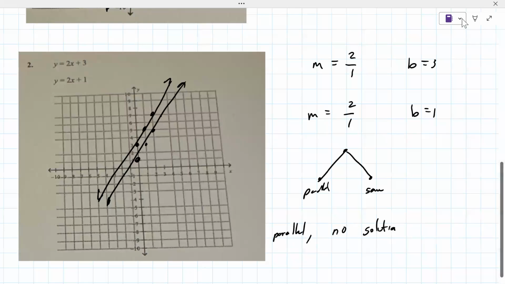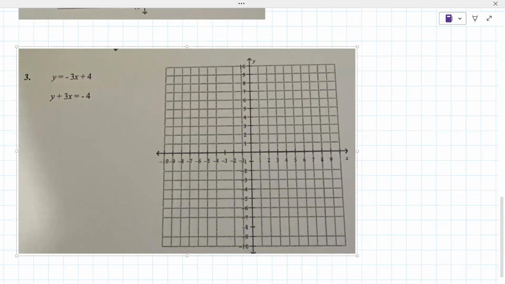Any questions on that before we proceed to number 3? Nope. All right. So why don't you try number 3 on your own and let me know your point of intersection when you're done. I'm going to graph it on another screen, see if we get the same result. And a small note here on the second equation, you really need to solve it for y.